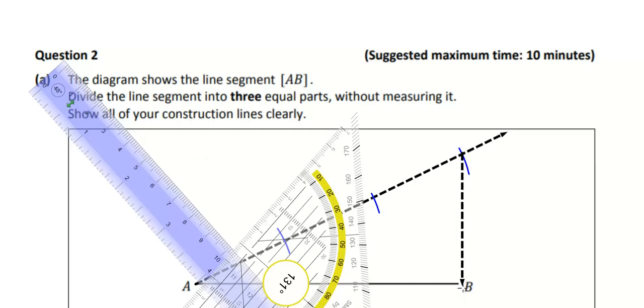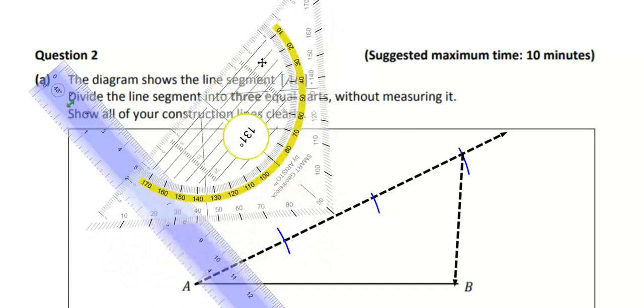Now it's not meant to be 90 degrees, okay? So something like that. See that angle there? Now what I have to do is reproduce this angle two more times here, okay?